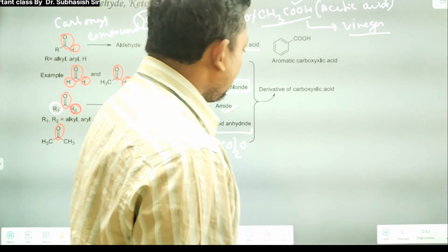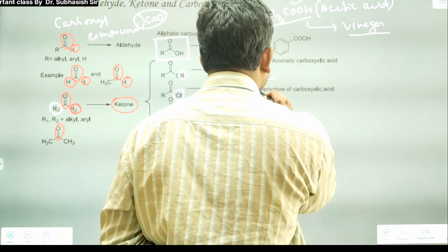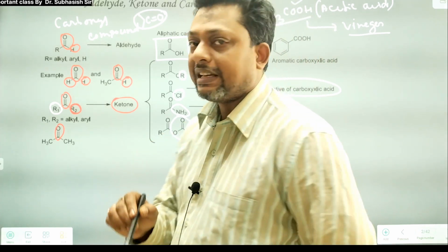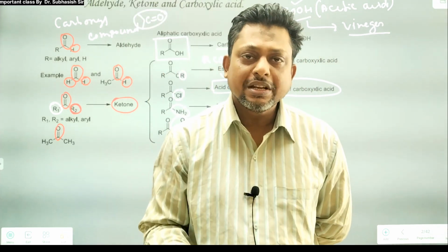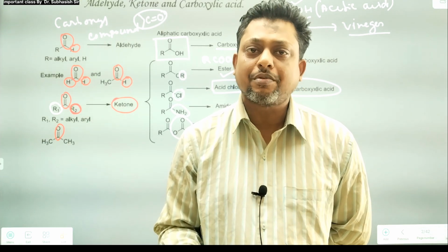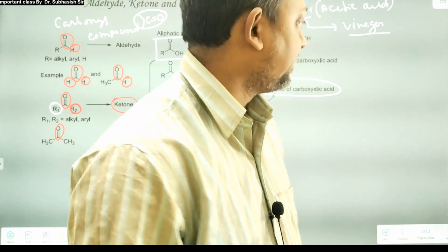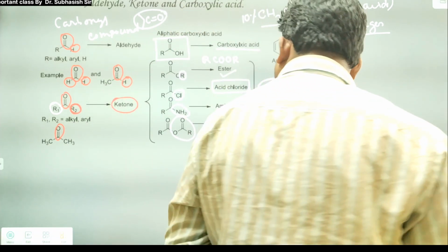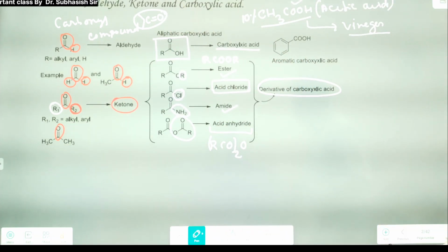So these are all nothing but derivatives of carboxylic acid. What do we mean by derivative? Derivative means these kinds of compounds can be prepared from carboxylic acids. Okay, so next we move to the next slide.